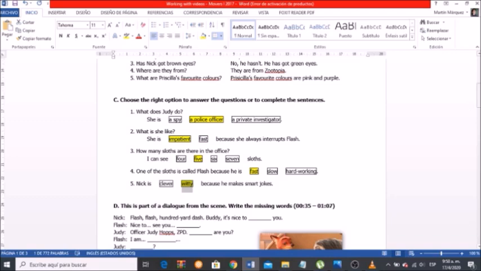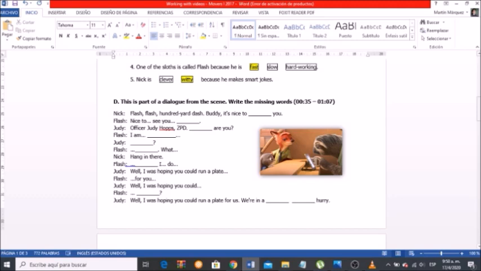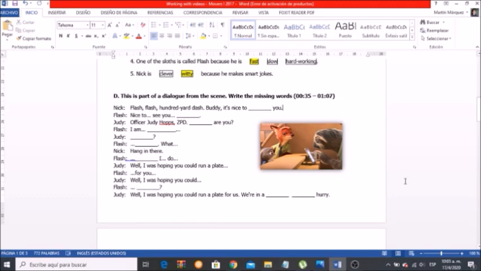Okay, let's do exercise D. It says, this is a part of a dialogue from the scene. Write the missing words. So, we have to read the dialogue and complete the gaps. Entonces, tenemos un diálogo acá donde tenemos que completar los espacios. Y para hacer esto, vamos a volver a ver el video. Pero no lo vamos a ver todo. Vamos a ver desde el segundo 35 hasta el minuto 07.